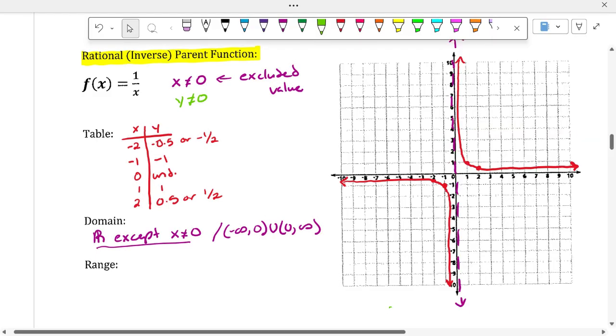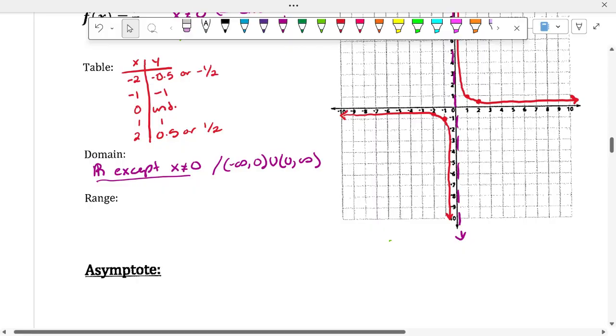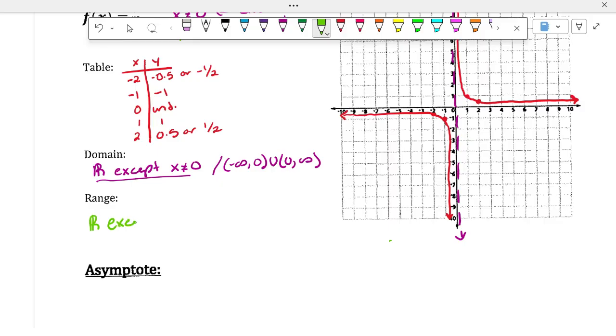Thus, what do you think the range is? All real numbers except what? Except not just 0. Y cannot equal 0. You got to put the x cannot equal, y cannot equal. You got to be specific. So -infinity to 0, union 0 to infinity. So y can also not equal 0.